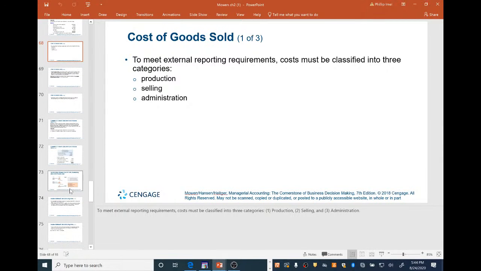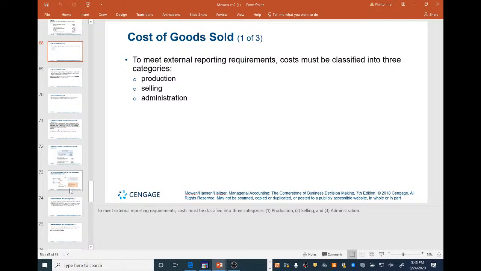Let's talk about cost of goods sold. So once again, remember, this is the only rule, the only little caveat to managerial accounting. You can just run wild within the company besides this rule, right? No, I'm joking. So you're constrained to GAAP for this rule for cost of goods sold. Remember, to meet external reporting requirements, cost must be classified into three categories. Here are the three categories we talked about: production, selling, administration.